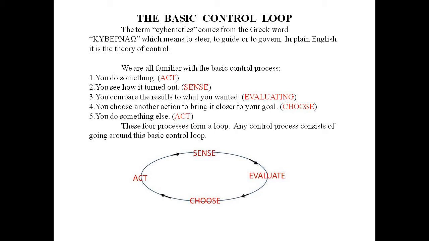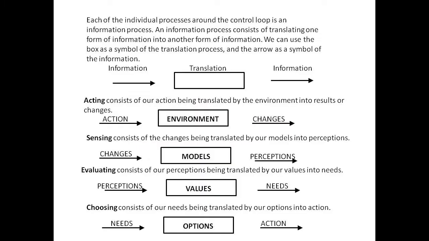Any control process consists of going around this basic control loop. Act, sense, evaluate, choose, act. Each of the individual processes around the control loop is an information process. An information process consists of translating one form of information into another form of information. We can use the box as a symbol of the translation process and the arrow as a symbol of the information. Thus, information input is translated into information output.